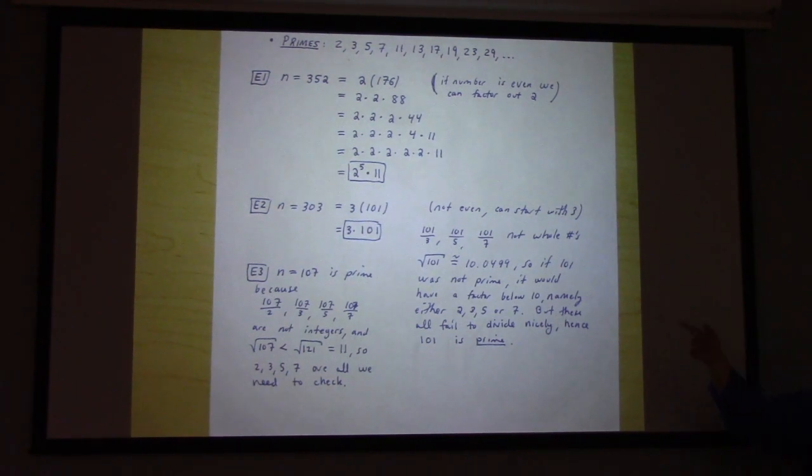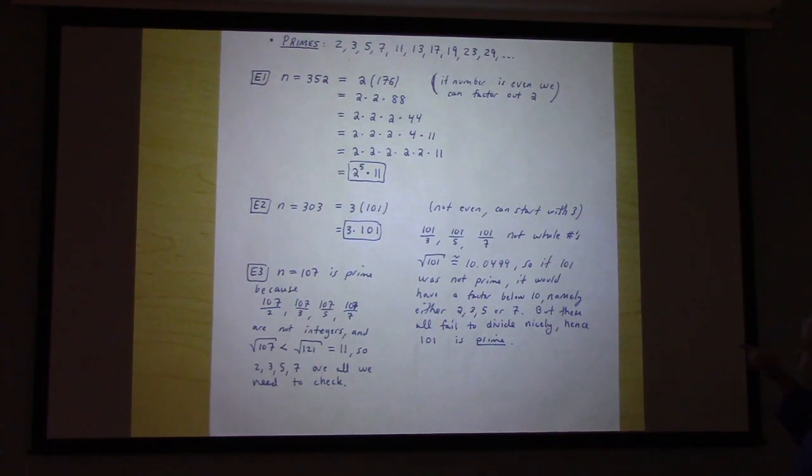Then we get to 101. Is 101 prime? How do we check? We have to check the possible prime divisors, which are what? 2, 3, 5, 7, and not 11. 11 squared is 121. That's not even a potential smallest prime divisor.